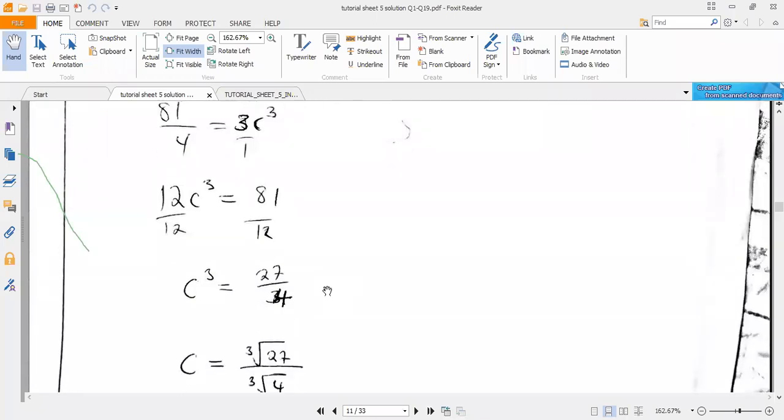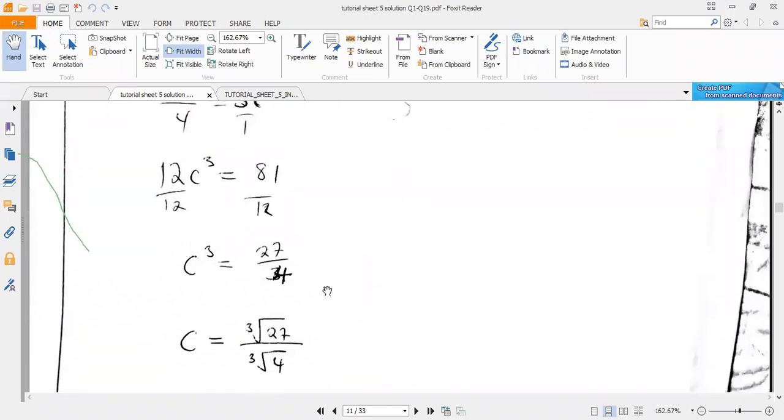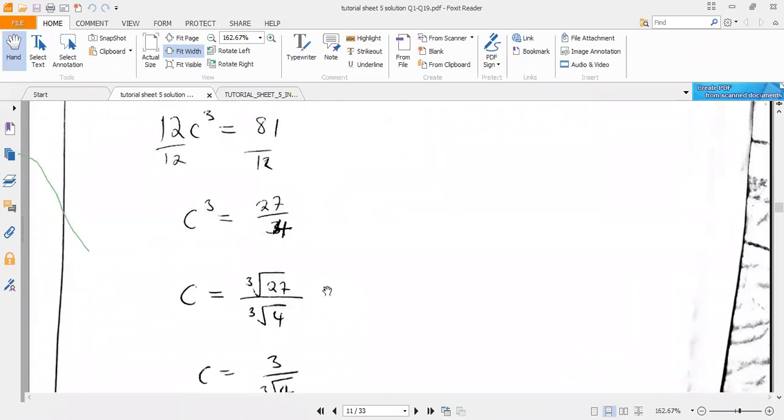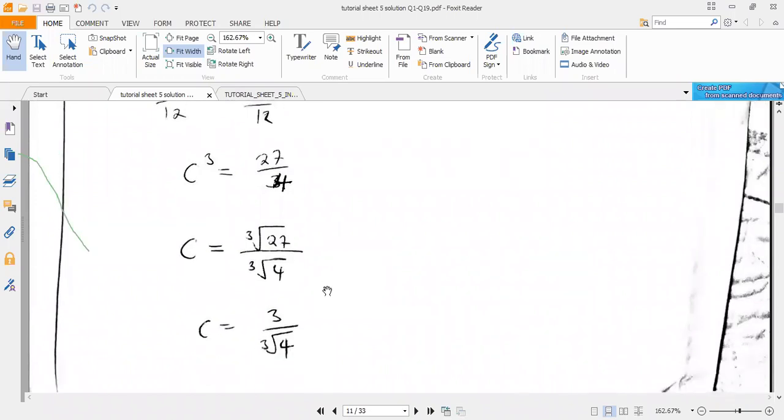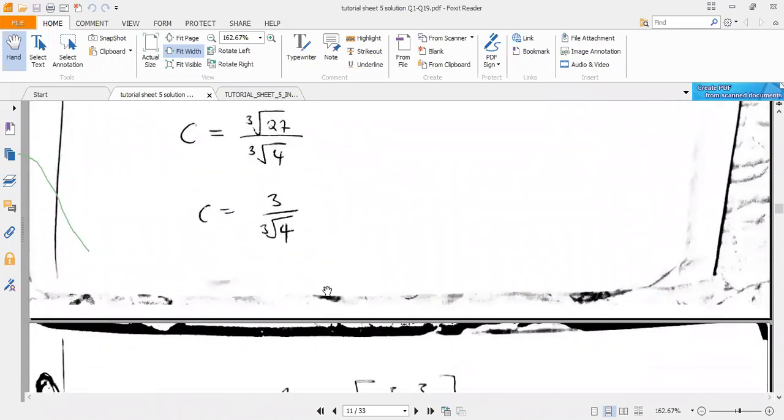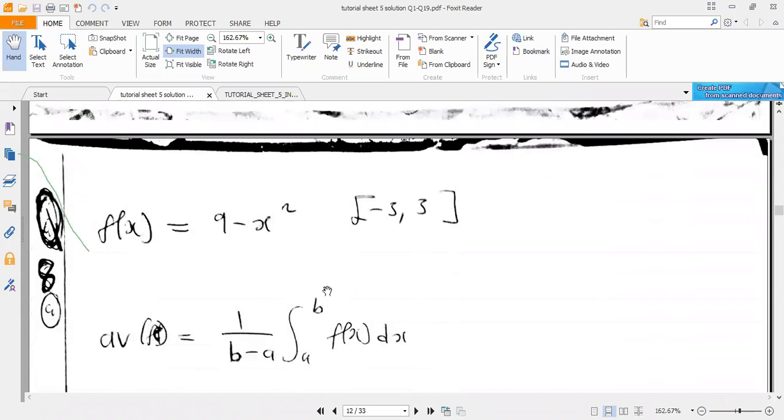Then you find the cube root to get rid of the power 3. So c is equal to the cube root of 27 over the cube root of 4. And the cube root of 27 is 3. So c is equal to 3 over the cube root of 4. Is it clear?